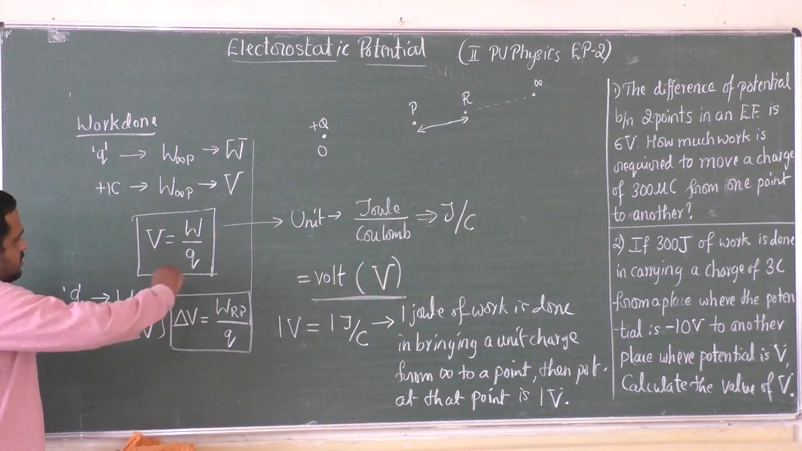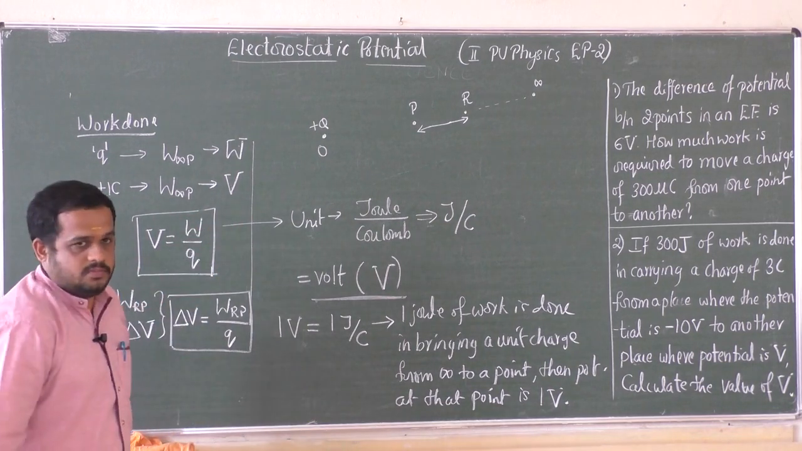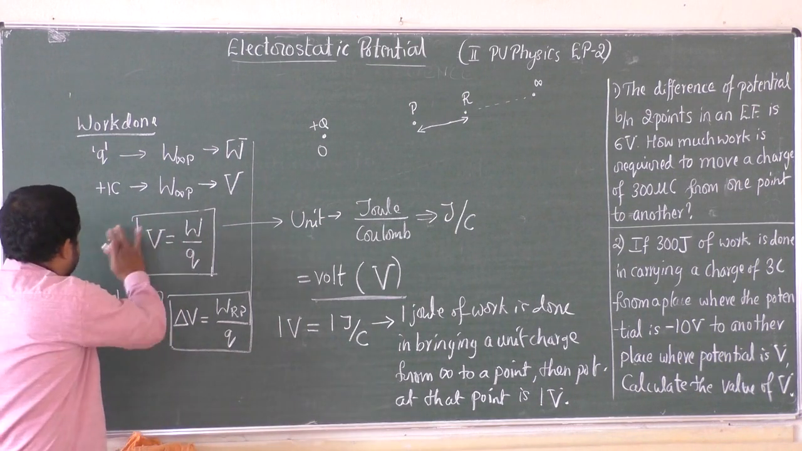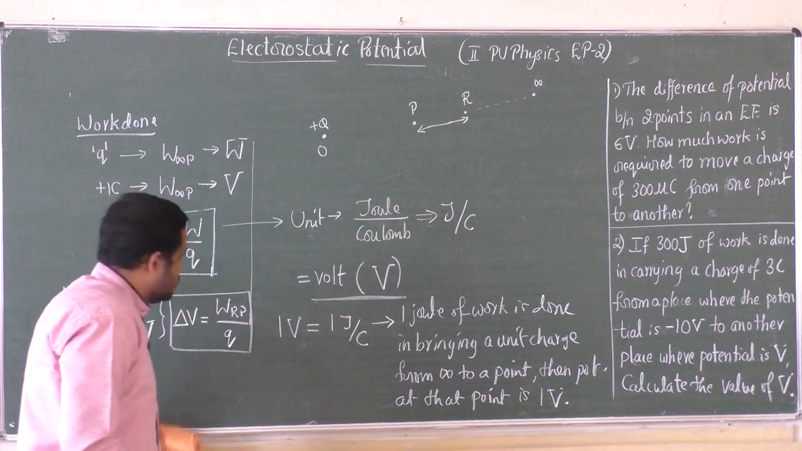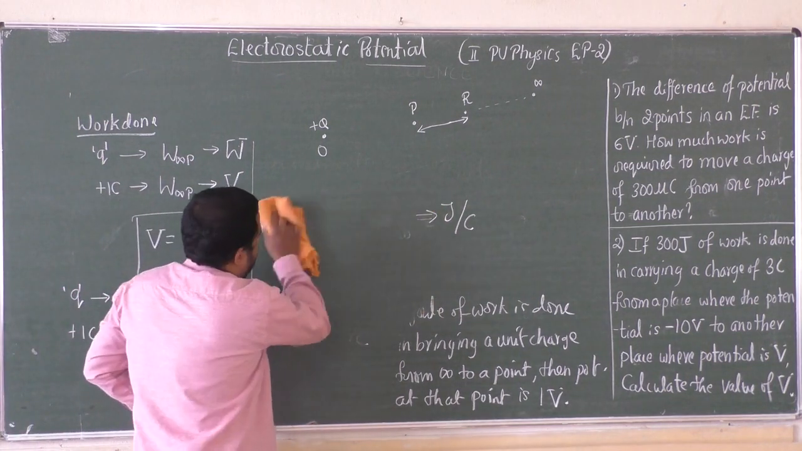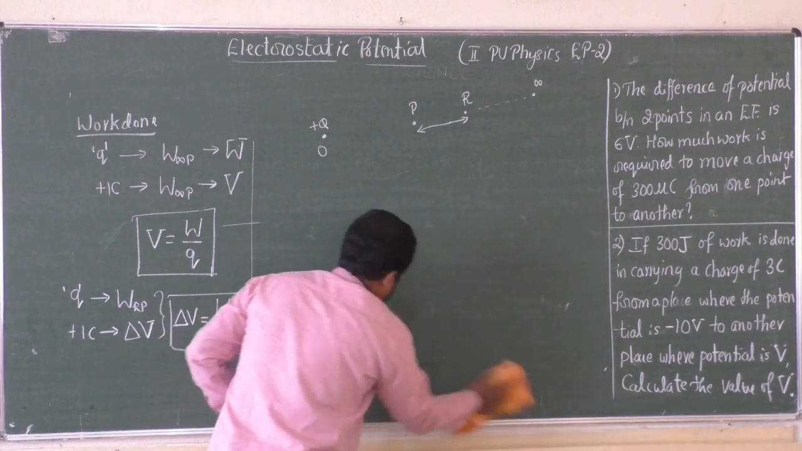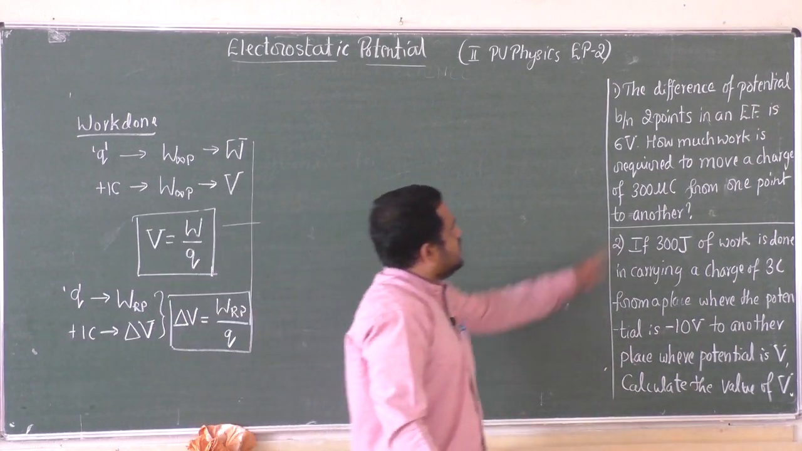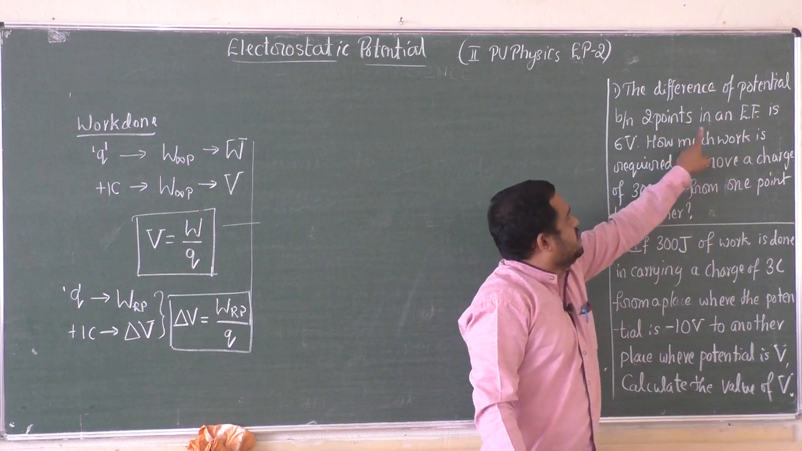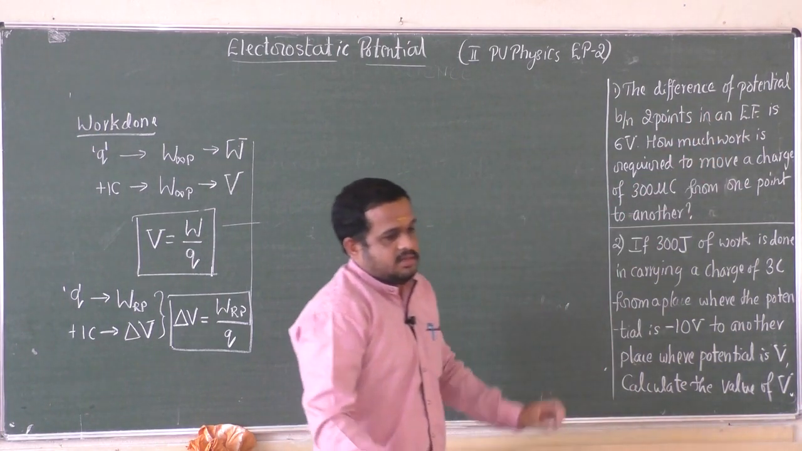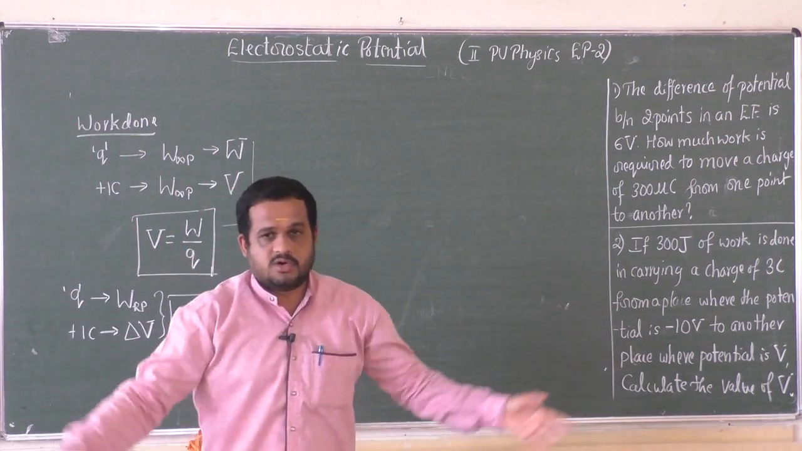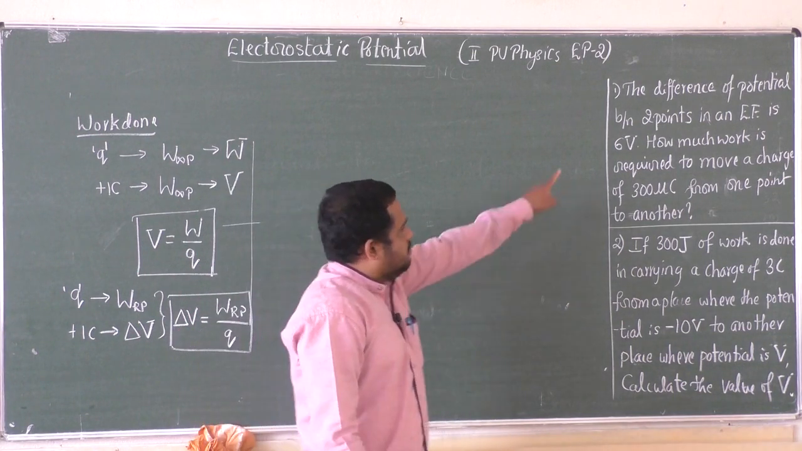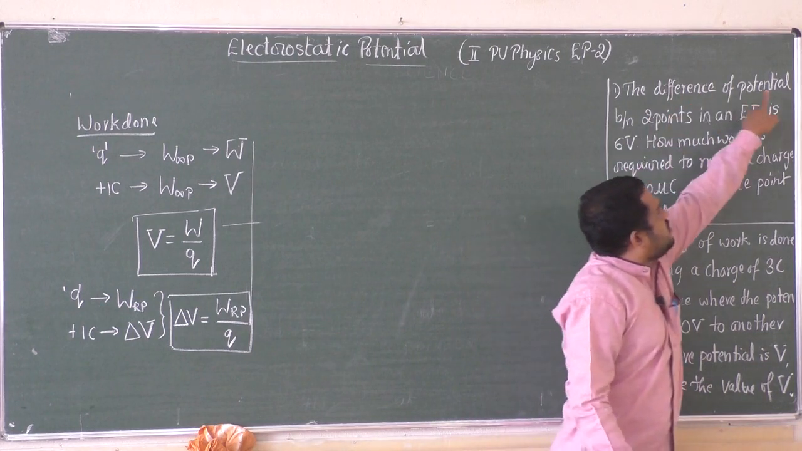Now let us consider 2 problems here. With the help of those 2 problems we can consider these 2 equations to solve those 2 problems. Now first problem, the difference of potential between 2 points in an electric field. There is a source charge, in the surrounding region of that source charge there is an electric field. So in an electric field between 2 points, difference of potential is given.